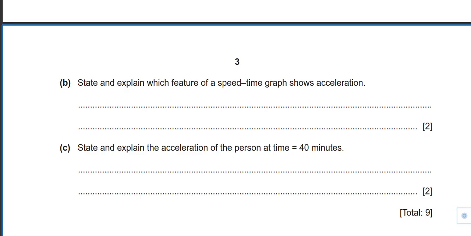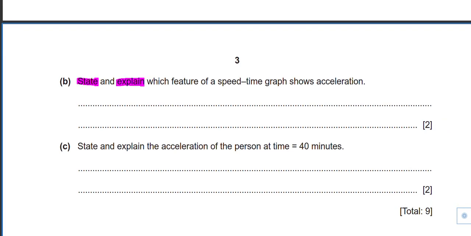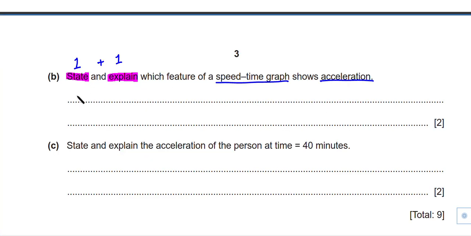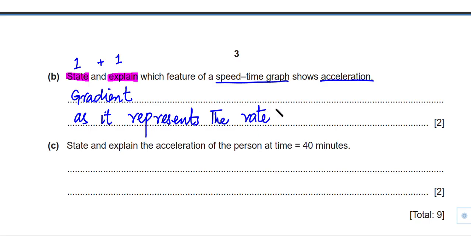Now state, whenever you are told to state, it means that you have to write something you already know. And if it says explain, it means you have to tell the reason as well. Most questions with state and explain are of 2 marks, such that 1 mark is for state and 1 mark is for explanation. So state and explain which feature of the speed time graph shows the acceleration. If you write gradient, you have stated. You will take 1 mark. But why? As it represents the rate of change.